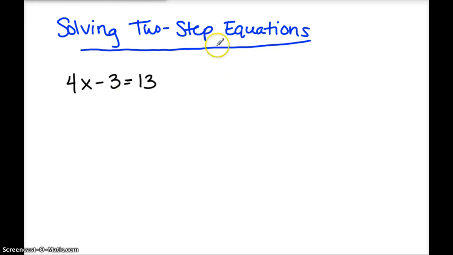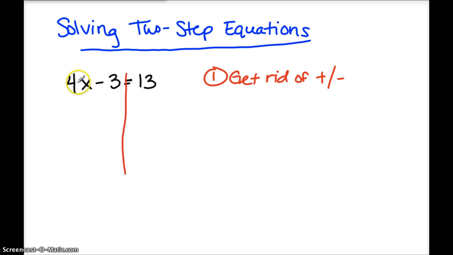So the first thing that you want to do is get rid of the addition or the subtraction. So in this equation, we have on the left-hand side 4x, which is 4 times x, minus 3. So the first thing I want to do is get rid of this minus 3. And to do that, we do the opposite. So I'm going to add 3 to each side. The 3's cancel, and I'm left with 4x equals 16.